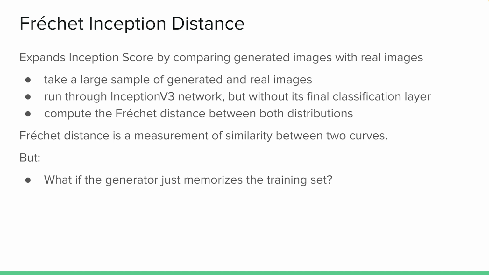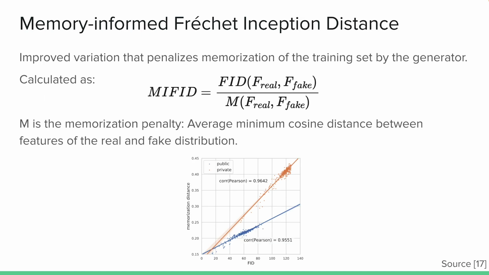What happens if the generator just starts to memorize the training set and produce images that are just the actual real images that it saw during training? And this is a real problem and brings us to the last one here, the so-called memory-informed Fréchet inception distance.